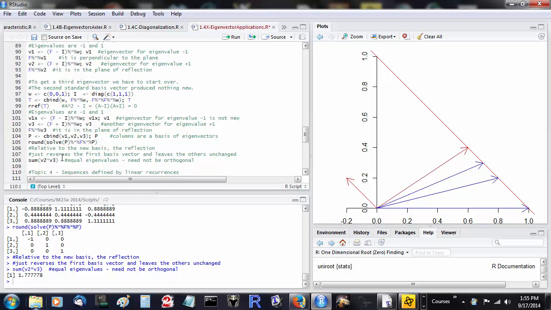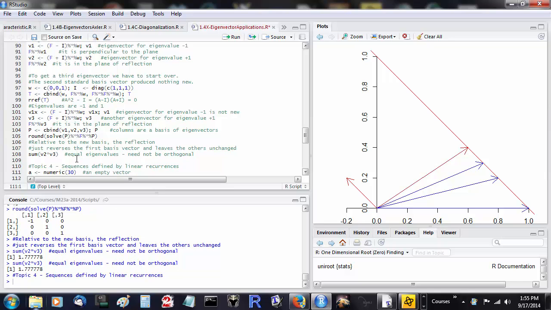One point to notice about this. I calculated the dot product of V2 and V3. That turned out not to be 0, which means that I didn't find two orthogonal eigenvectors for eigenvalue 1. I could if I wanted to. It just doesn't automatically come out that way.